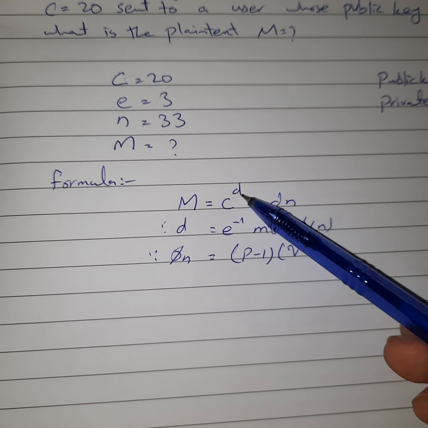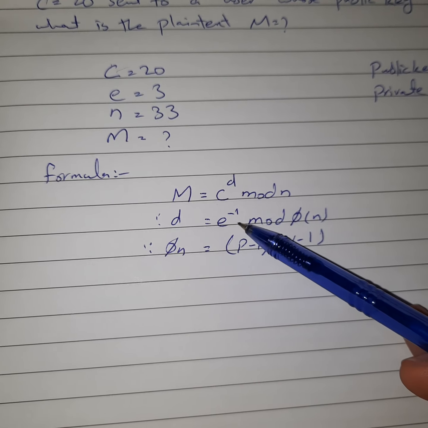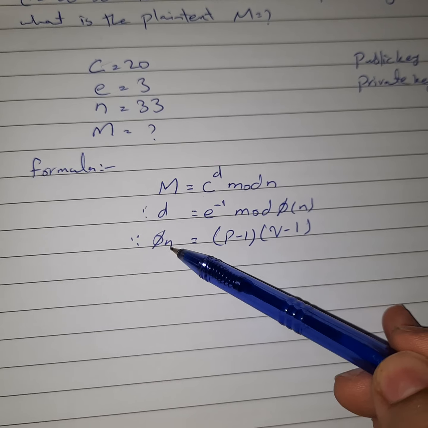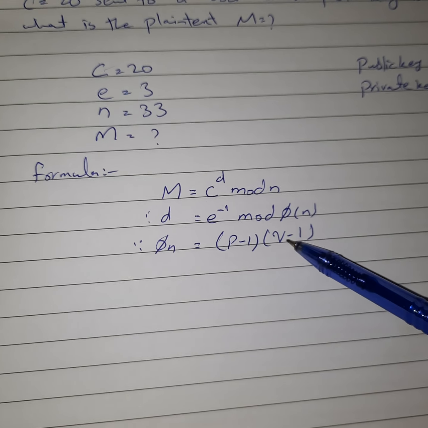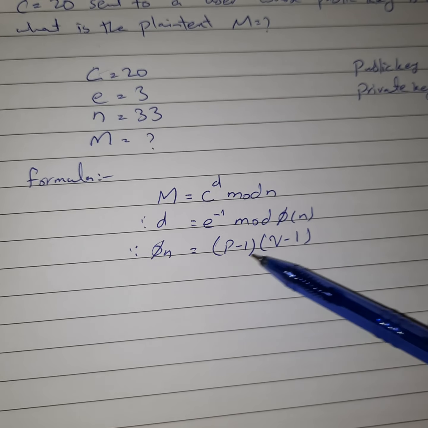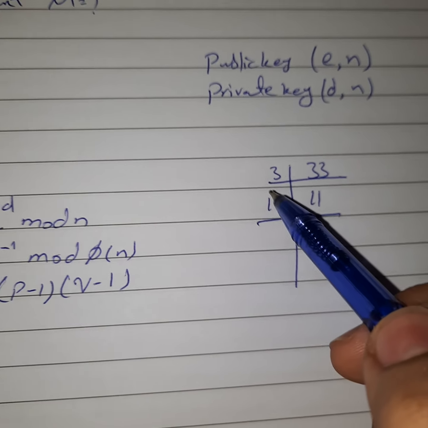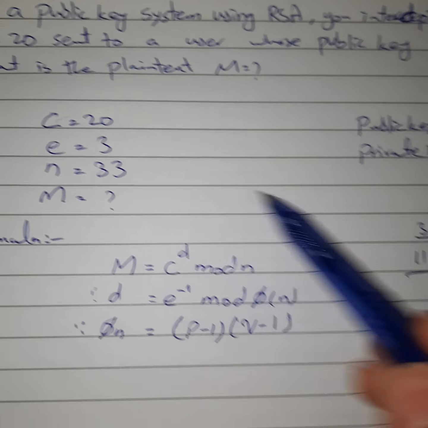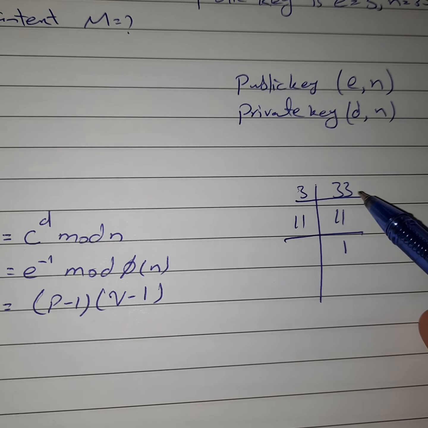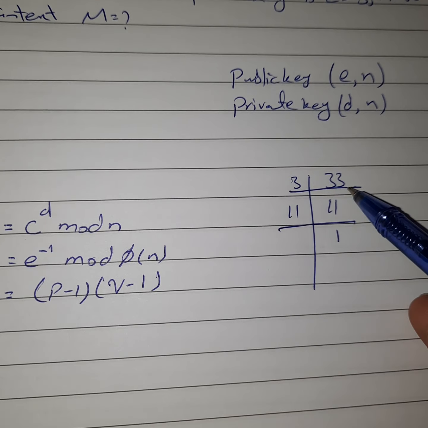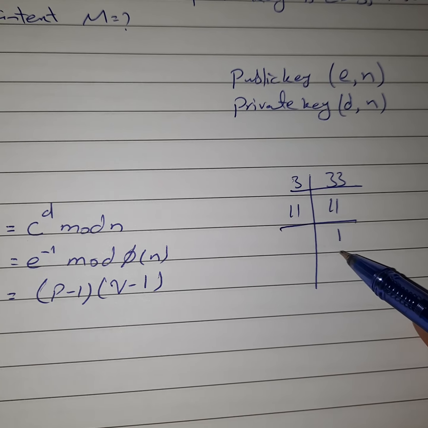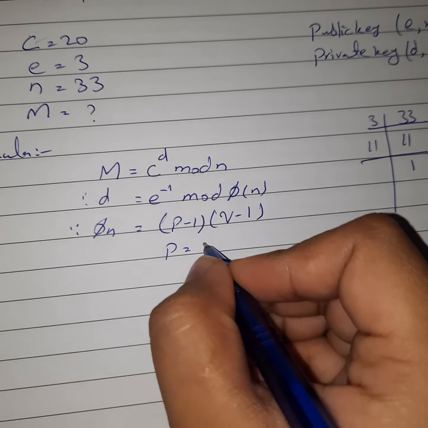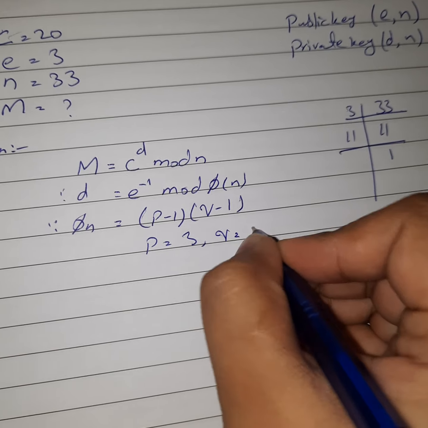For M we need D, and for D we have the formula E inverse mod phi of N. Phi of N is also unknown, so for phi of N we need P minus 1 and Q minus 1. We need to first find P and Q. For P and Q we have to take the factors of N, that is 33. 3 into 11 is 33, so we have the factors P as 3 and Q as 11.